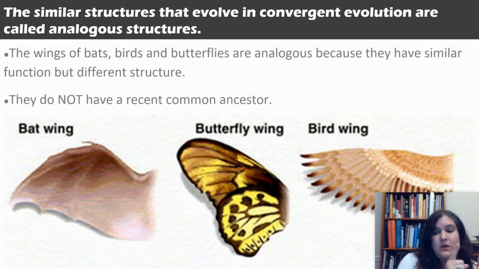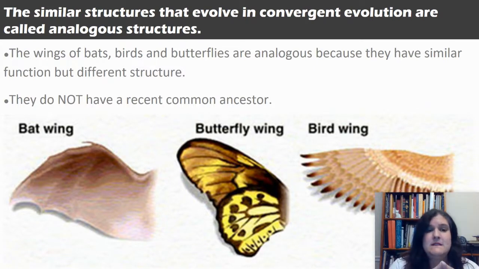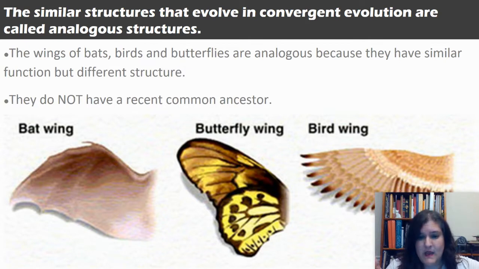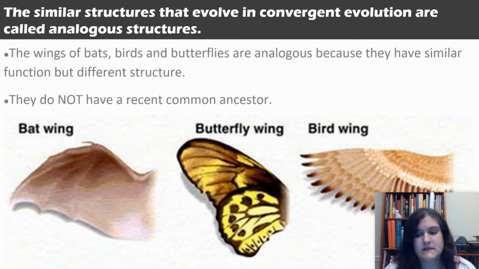The first structures we looked at were homologous. These are analogous. So the wings of bats, birds, and butterflies are analogous because they have a similar function, but different structure. They all help them fly. There's the bat wing. It's very, very different from a butterfly wing. And that's very different from a bird wing. Okay? They do not have a recent common ancestor. They did not share a recent common ancestor.